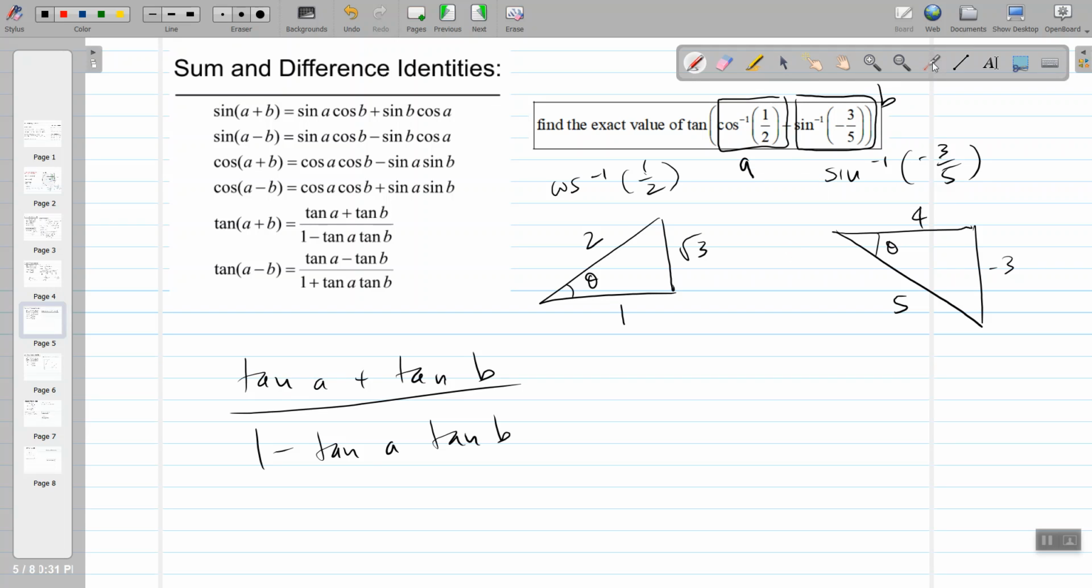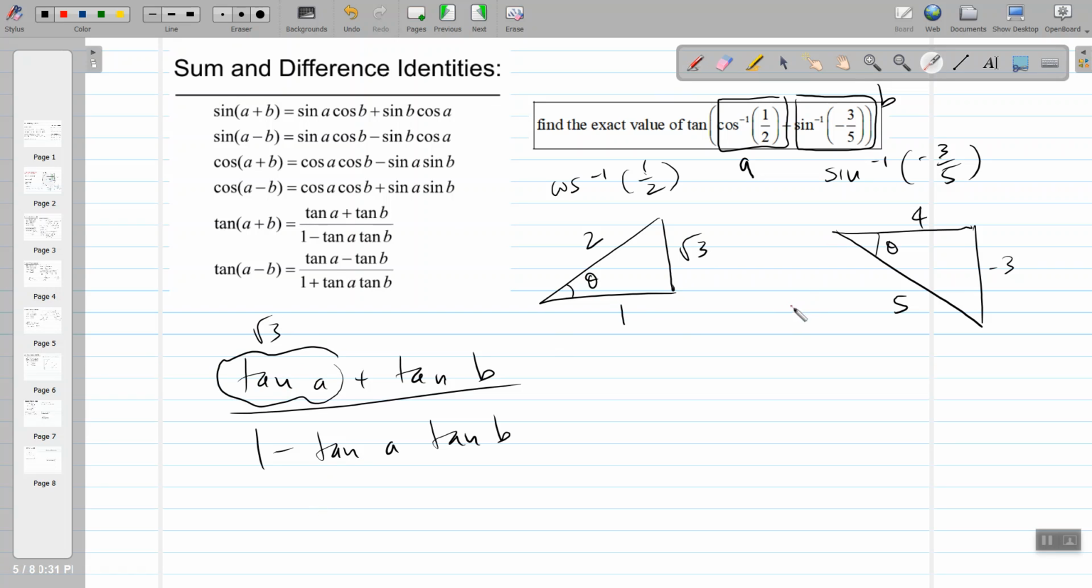Okay, so when I say tangent of A, what I mean is tangent of this. Well, what is this? This is represented by our triangle over here. So when I say tangent of A, really what I'm asking you to do is figure out what is the tangent of this picture over here, since this picture goes with cosine inverse of 1/2. Okay, so tangent of this picture is rad 3 over 1, which means this then is just going to be rad 3. Okay.